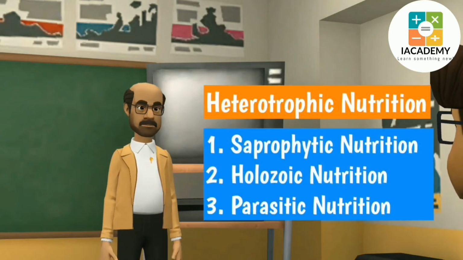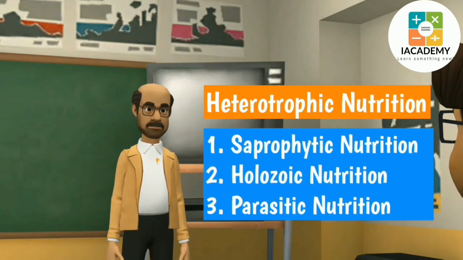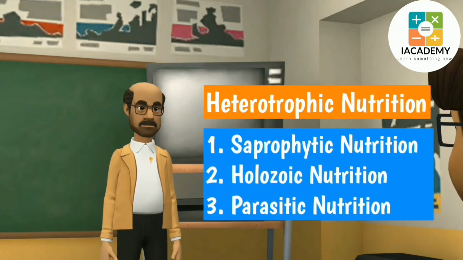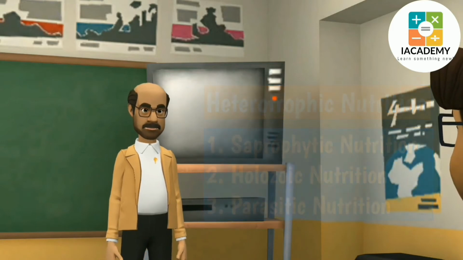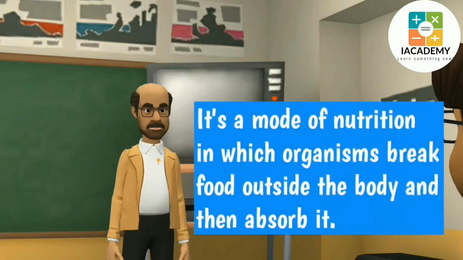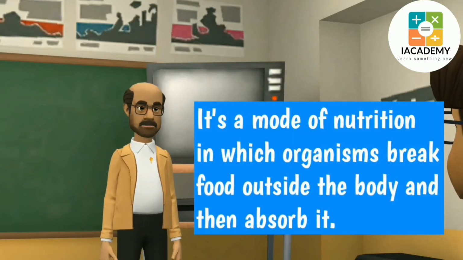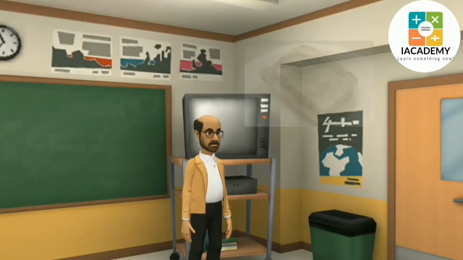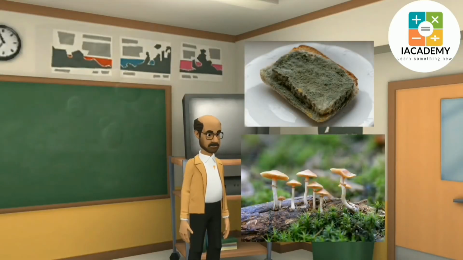Heterotrophic nutrition is divided into 3 types. Number 1, saprophytic nutrition. Number 2, holozoic nutrition. Number 3, parasitic nutrition. What is meant by saprophytic nutrition? It's a mode of nutrition in which organisms break down food outside the body and then absorb it. Examples of saprophytes are bread mold, mushrooms, yeast.